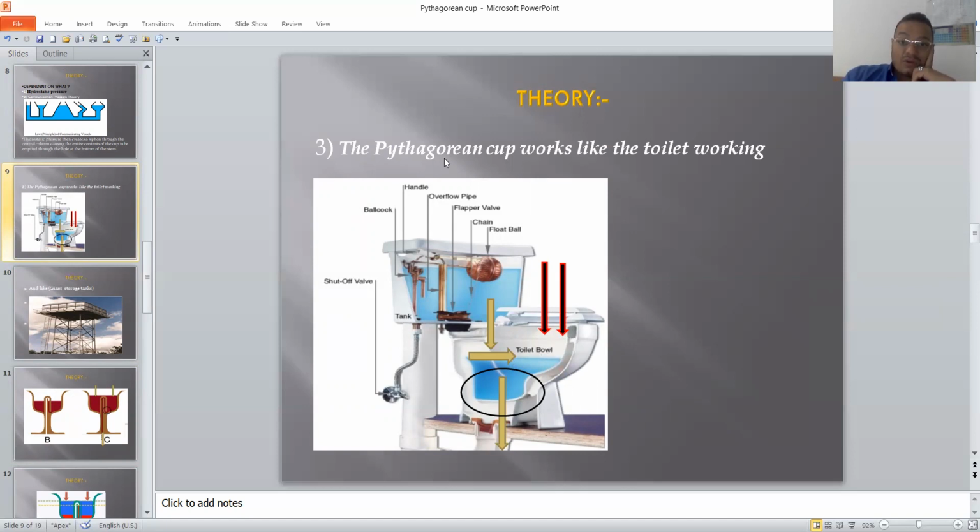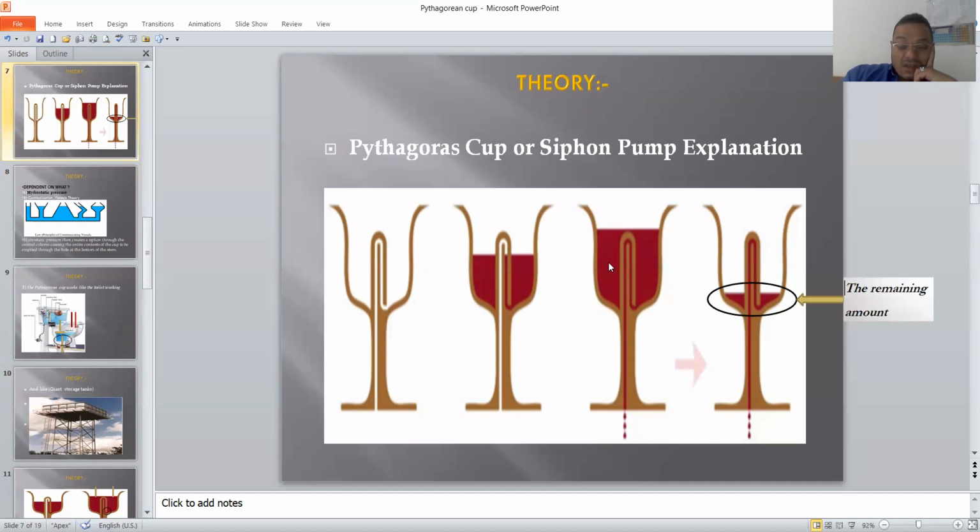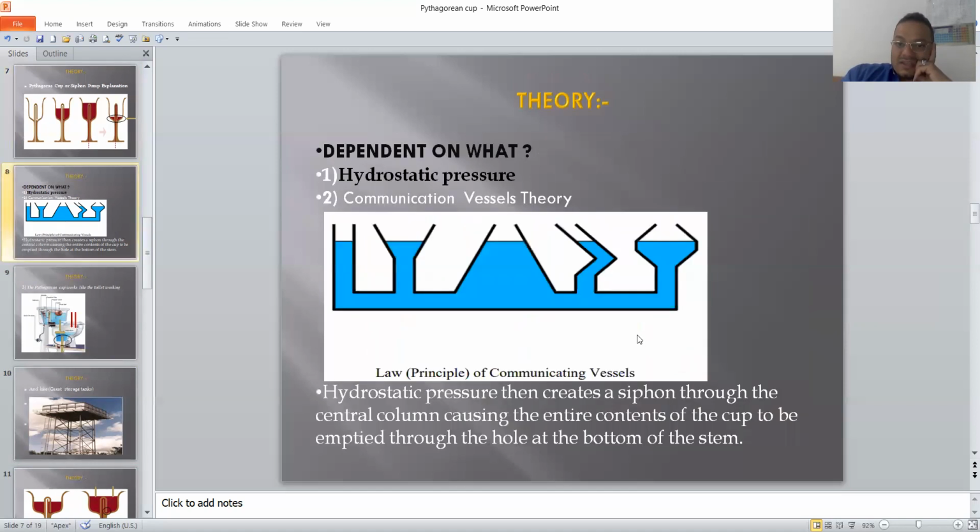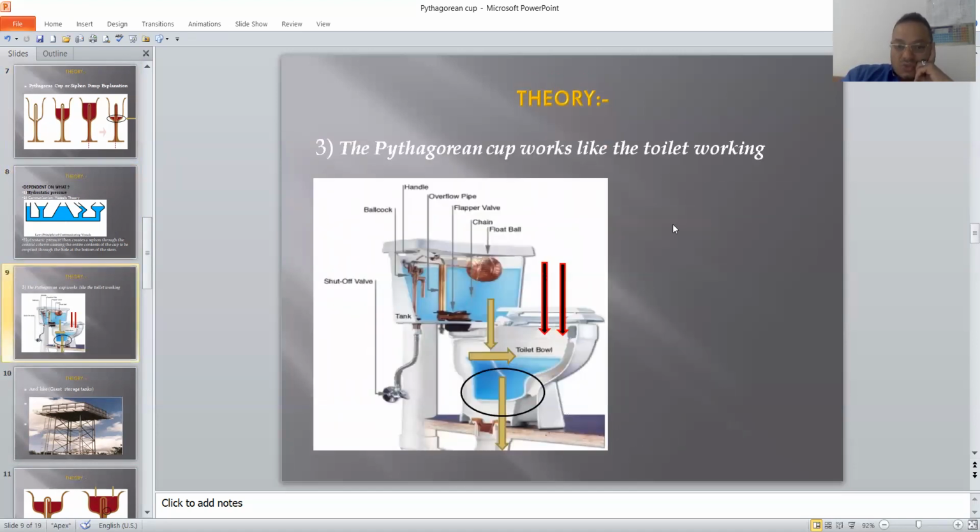That is why I say the Pythagorean cup works like the toilet, because on this slide, when we were discussing the second and the last situations, the hydrostatic pressure was not enough. When I put more water or liquid in the cup and pass the level, I'm dealing with leaking liquid here. This is the similarity between these two situations.